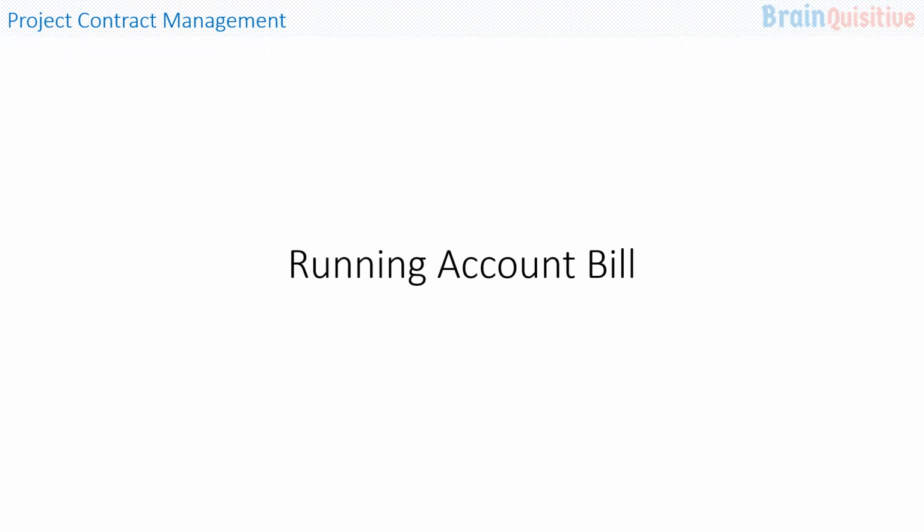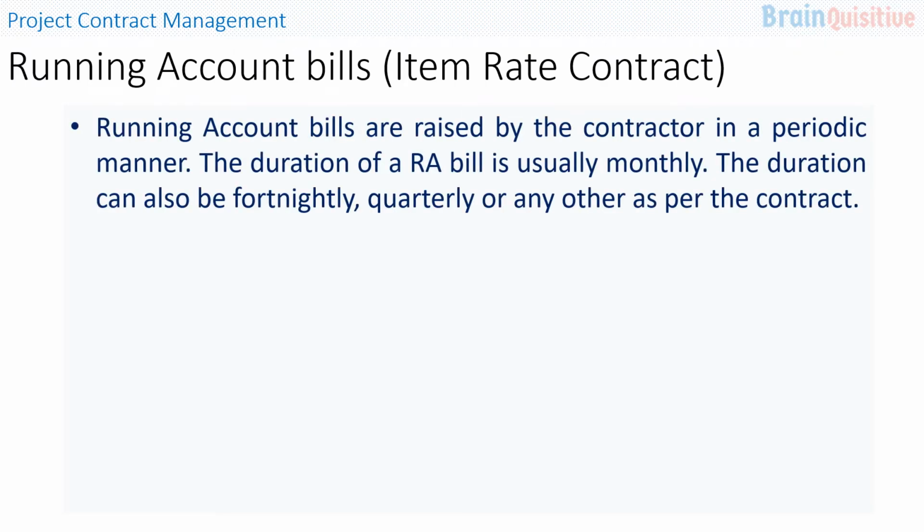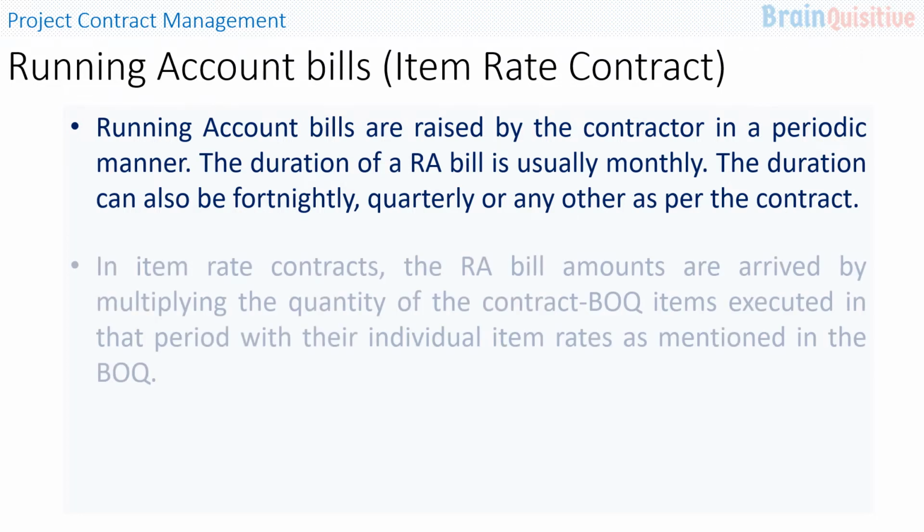The running account bills are the most common form of payment which is made by the client in a contract to the contractor. In an item rate contract, the running account bills are raised by the contractor in a periodic manner. The duration of a RA bill is usually monthly. The duration can also be fortnightly, quarterly, or any other as per the specific terms and conditions of the contract.